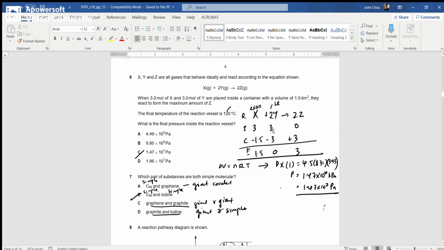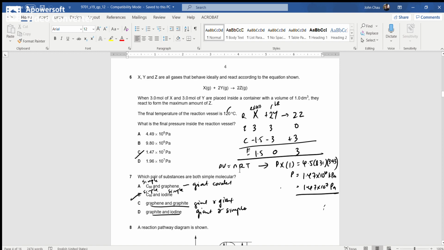Okay, because 3 divided by 2 gives 1.5, and 3 divided by 1 is 3. This is the smaller one, right? So Y is the limiting reactant, and we know Y will be used up in the reaction, leaving 0, right? If 3 mole reacted, then 1.5 mole of X reacted, so the balance is 1.5. Based on the ratio, you can also determine the mole of the product, which is also 3 mole, right? Now that means the total mole at the end of the reaction is 4.5, okay?